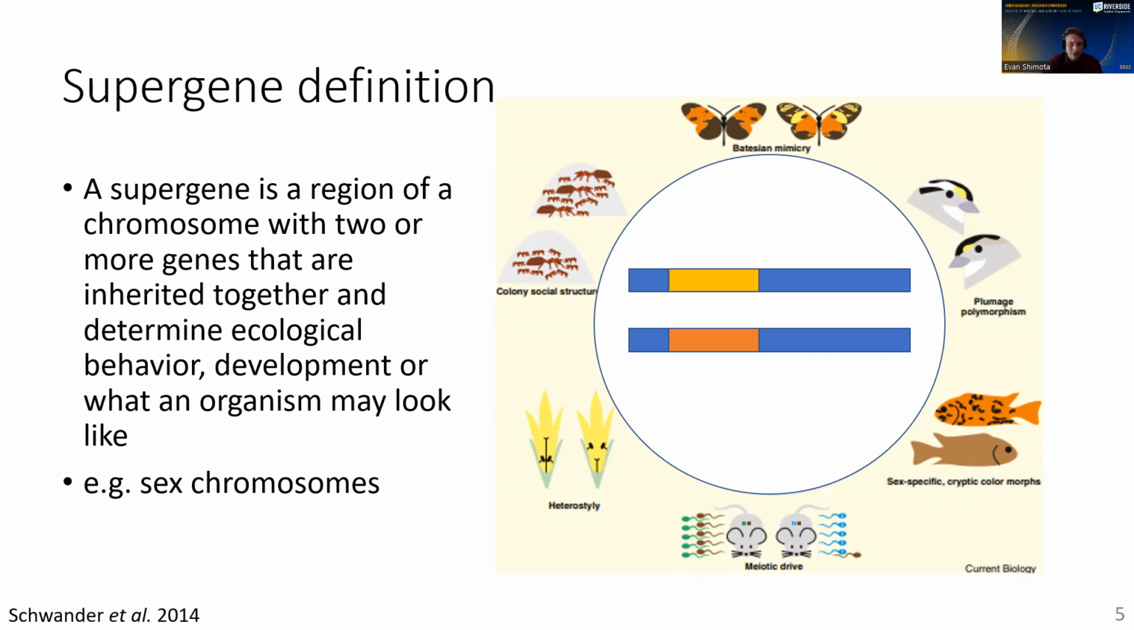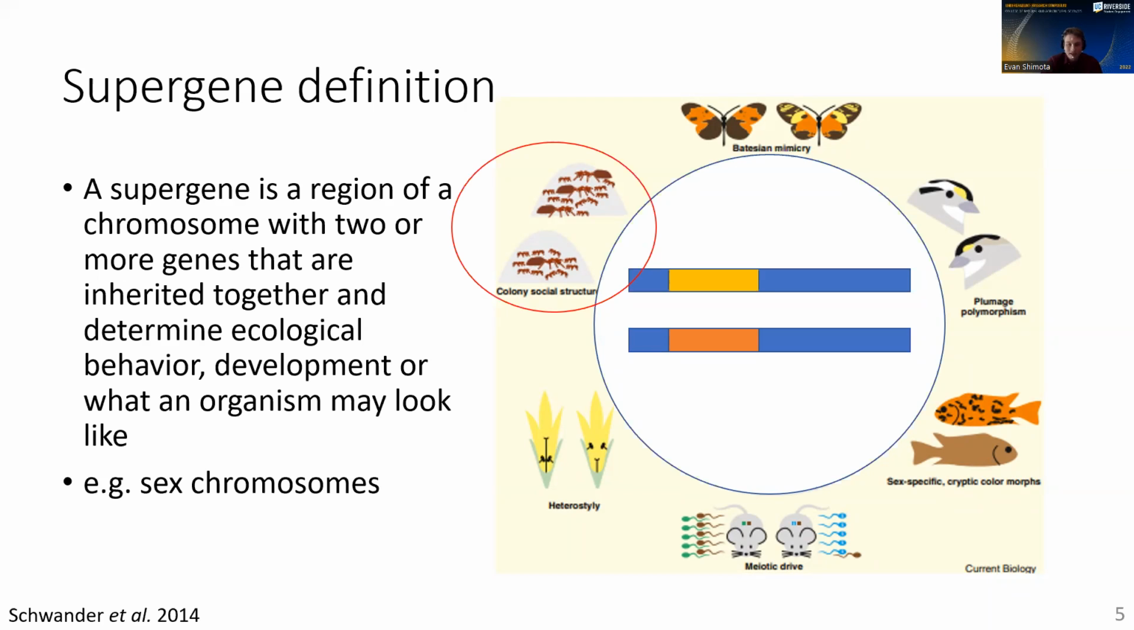A common example of this are sex chromosomes. In the figure to the right, we have a simple representation in the center to show two versions of a chromosome, with the yellow and orange block representing alternative versions of a supergene that could be inherited. Supergenes have been observed in multiple organisms and include Batesian mimicry in butterflies, plumage polymorphism in birds, or sex-specific cryptic color morphs in fish, among others.